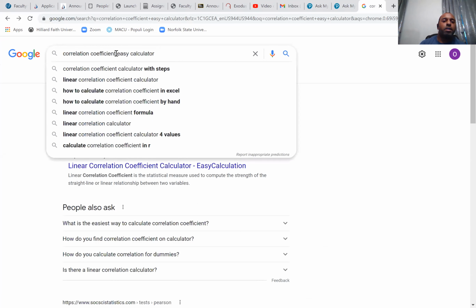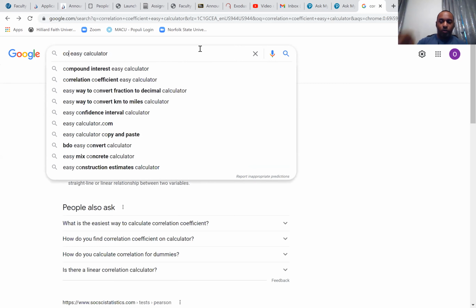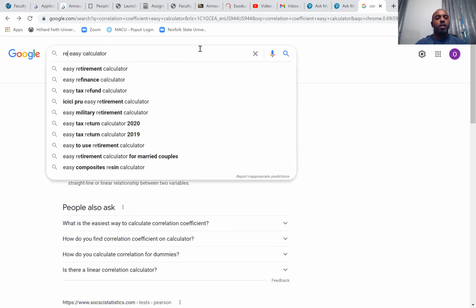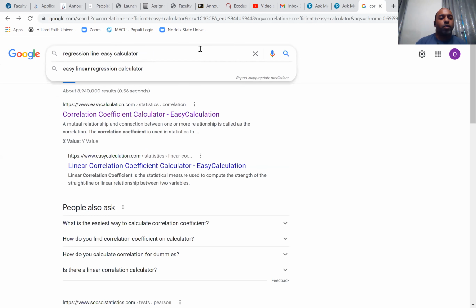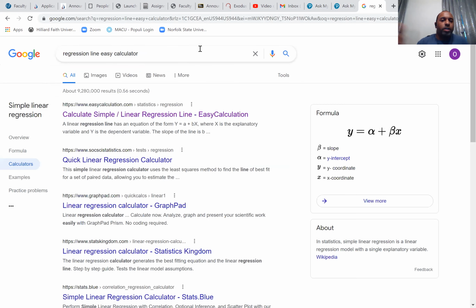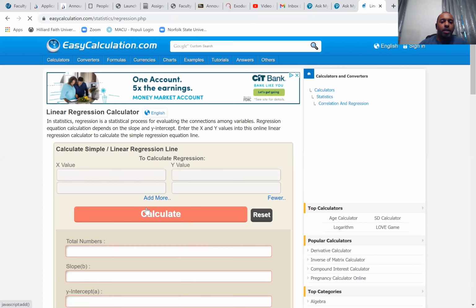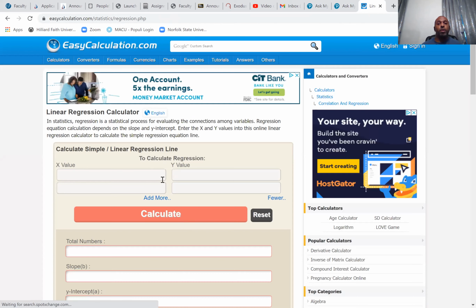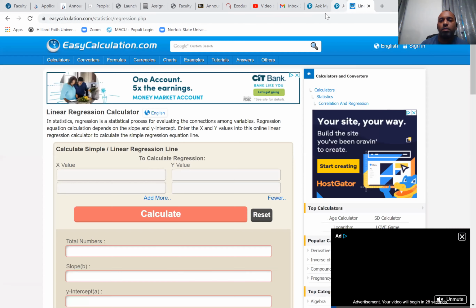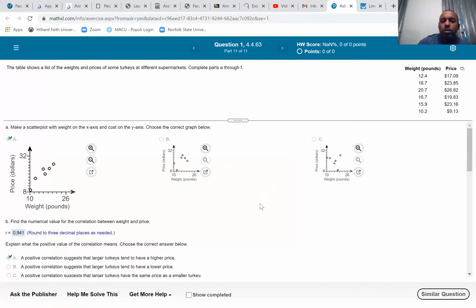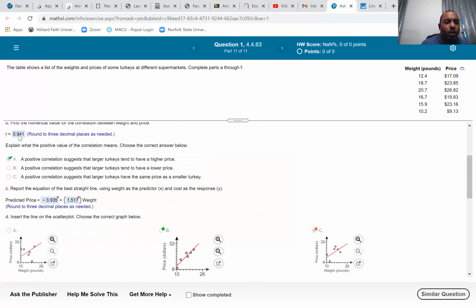Then to find your regression line, that equation that they want from you next, search regression line easy calculator. Right here, same website, just a different application. You can type in those data values and get that equation. So when you do that, you'll get this value right here for R, the correlation coefficient. Then you'll get these two values right here for your equation.